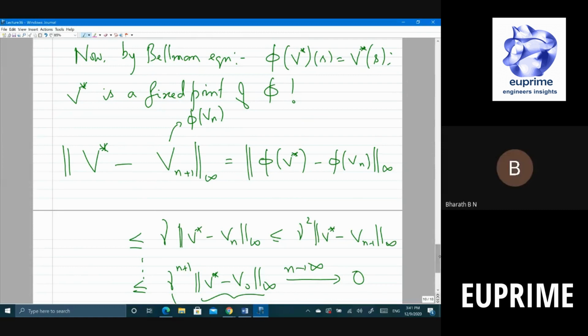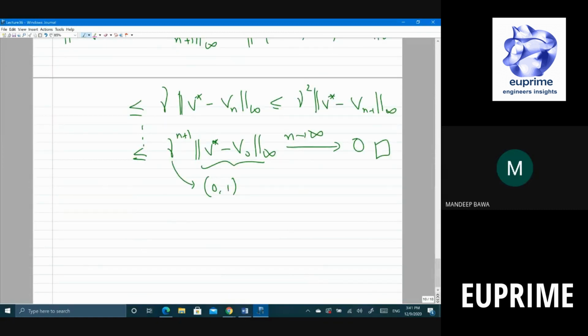Yes, sir. So this sort of proves it. Yes, hello, go ahead. Yes, sir. How are we able to go from gamma to gamma square? Okay, the first step here, let me do this here. V star minus Vn. This is what we have. Fine. Is that okay? Yes, sir.